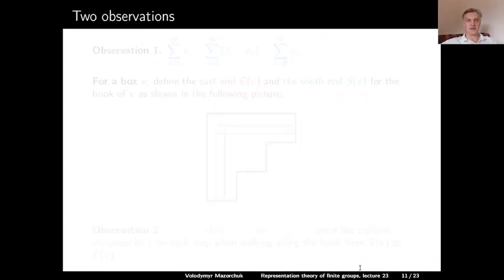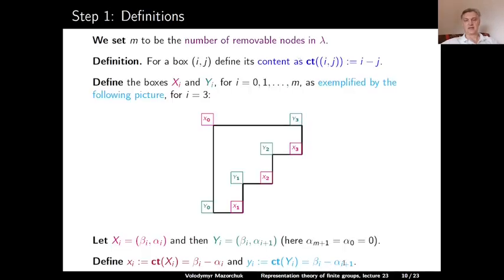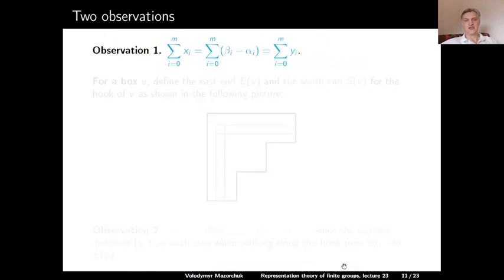So here are two observations. Observation number one: the sum of all small x_i's over all i from 0 to m is by definition the sum over all i from 0 to m of beta_i minus alpha_i. But this is then also equal to the sum over all i from 0 to m of all y_i's. So y_i is beta_i minus alpha_{i+1}, but when we sum over all i's, we can change it to this. So the sum of all small x_i's is equal to the sum of all small y_i's.